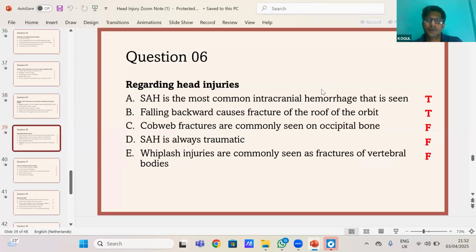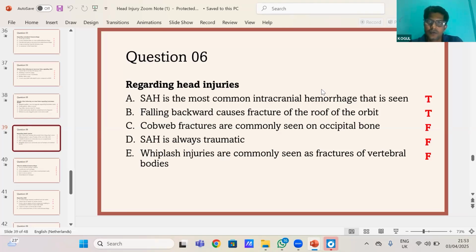That's why, if you know the basic anatomy and the mechanism of the injuries, you can work out and give the answer. If you know the anatomical structures and why it happens like that, and you correlate them, then whenever they change this type of question, you can think and answer it. That's why I quickly go through the head injury part. Because SAH has a lot of bridging vessels and high vulnerability to damage, SAH is the commonest intracranial hemorrhage.